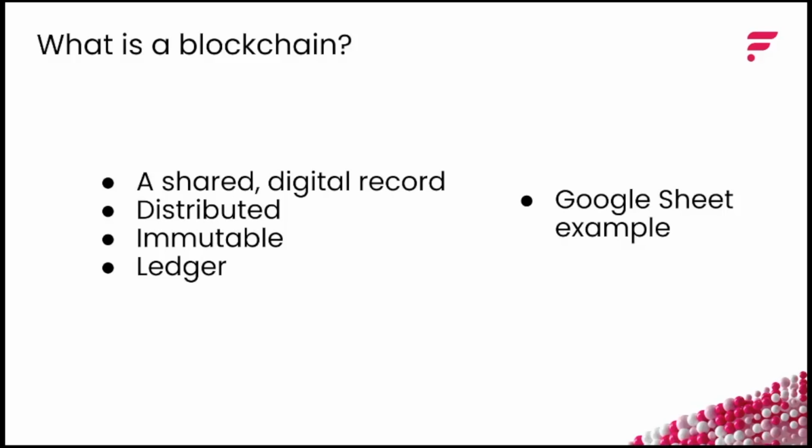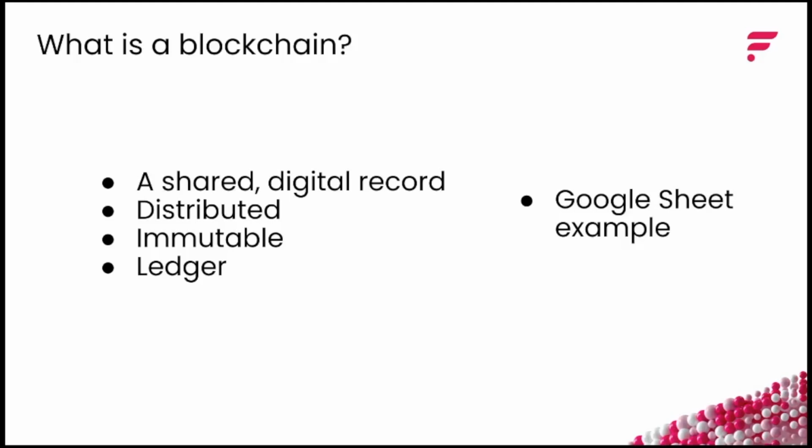So what is a blockchain? I'm sure some of you have heard of these phrases before: shared digital record, distributed, immutable, ledger. They're kind of esoteric, but let's start with what distributed means. This means that the data that is on a blockchain isn't held in one centralized location. It's shared across many computers or nodes.